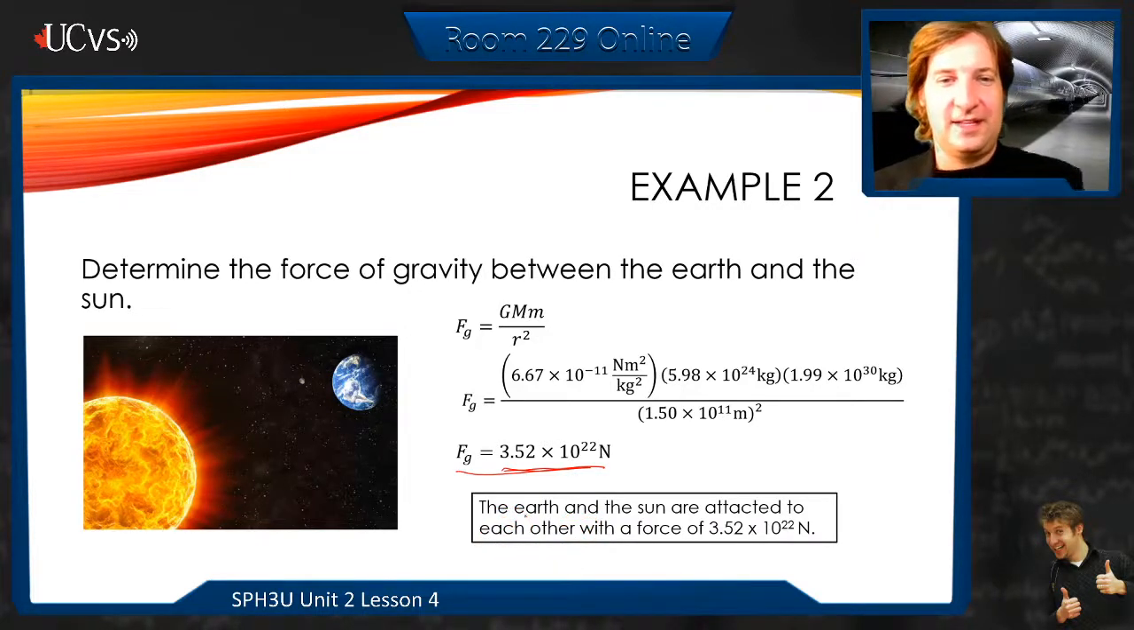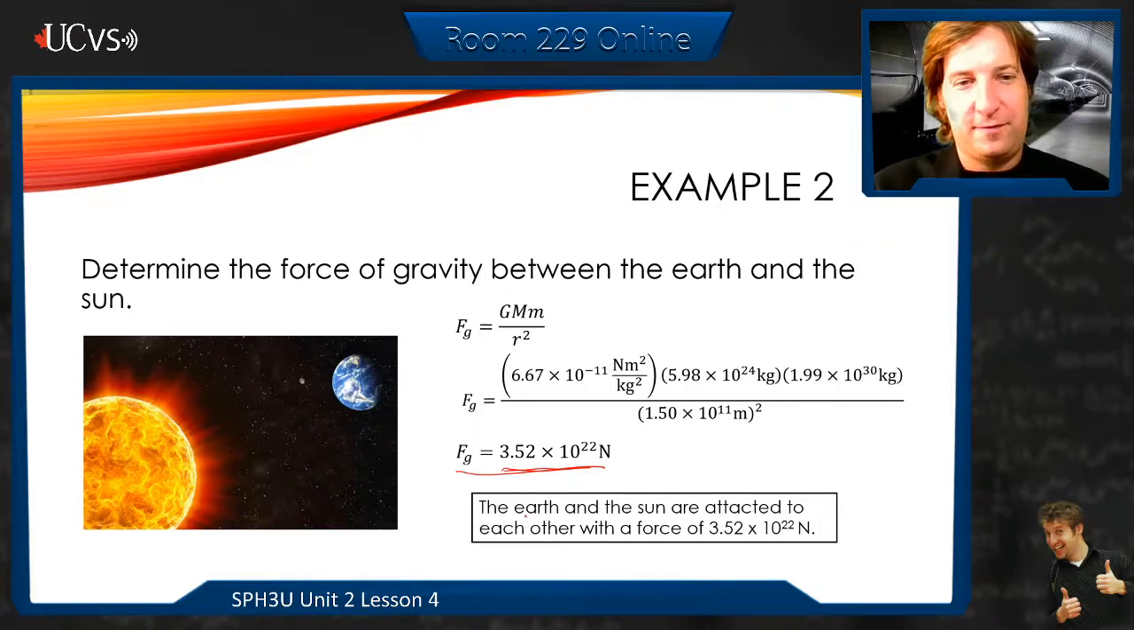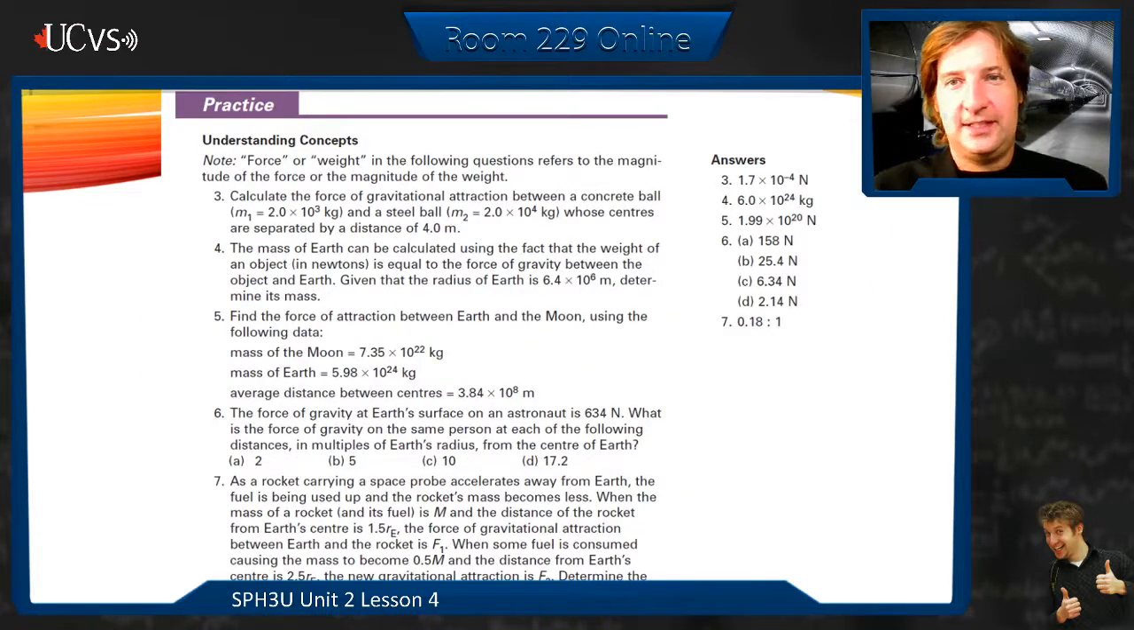Sorry about that. So the Earth and the Sun are attracted to each other with a force of 3.52 times 10 to the 22 newtons. Wow. All right, so here's some problems. You can work on these, 3 to 7, please. The answers are all up on the Weebly as well. But before I let you go, you can stop here if you'd like.